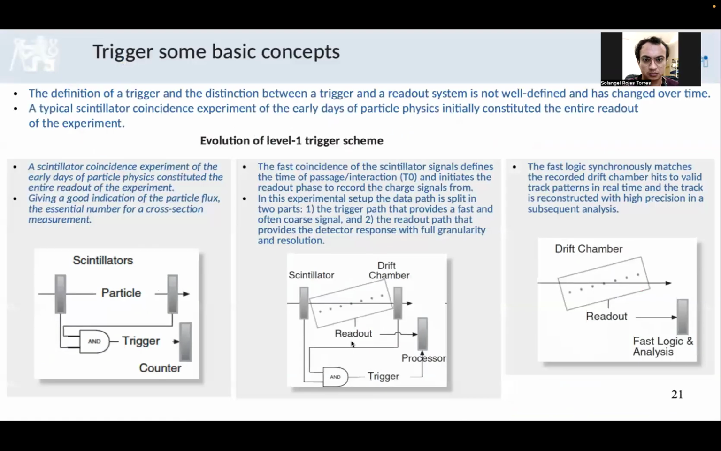Okay. So first, very basic concepts of trigger. This is called the level 1 trigger. That is the first stage where every experiment has the trigger. The distinction between a trigger and a readout system is not well defined. There is a mixture of what is the readout system and trigger because they are very much integrated.